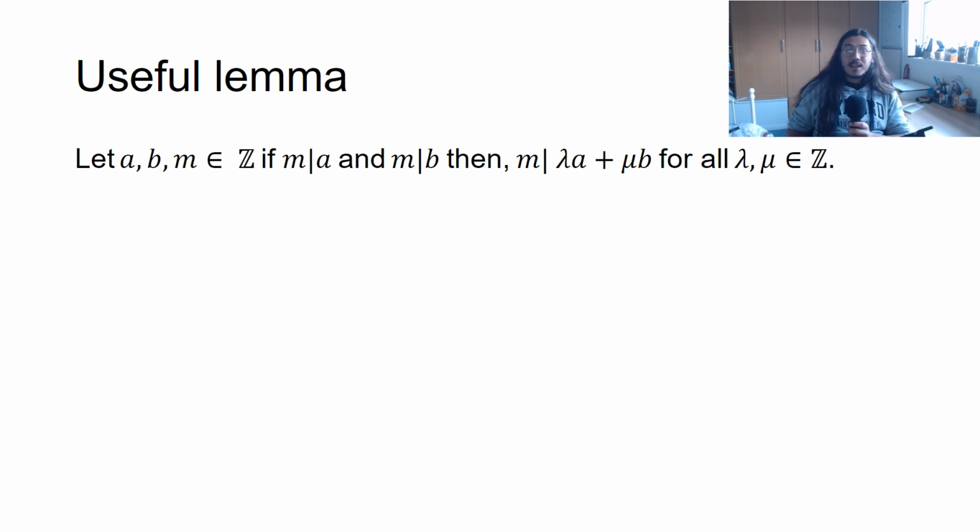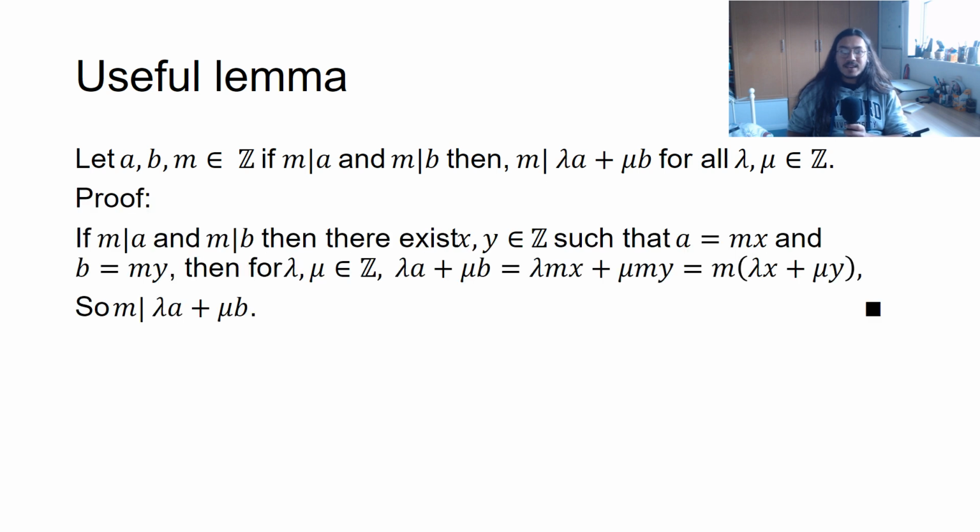Now, looking at the useful lemma, take a, b, and m being integers. If m divides a and m divides b, then we must have that m divides lambda a plus mu b, for lambda and mu being integers. Let's prove this. If m divides a and m divides b, then there has to exist an x and a y in Z, such that a equals mx and b equals my.